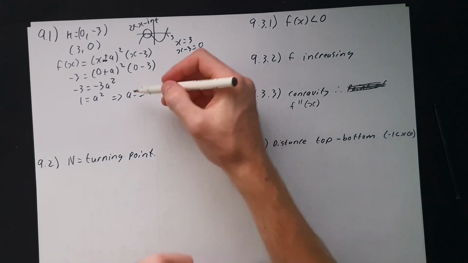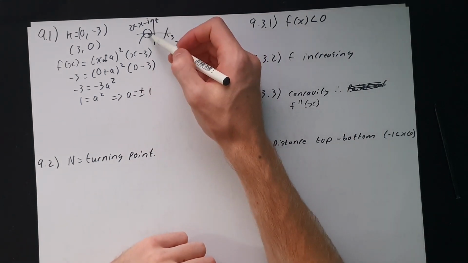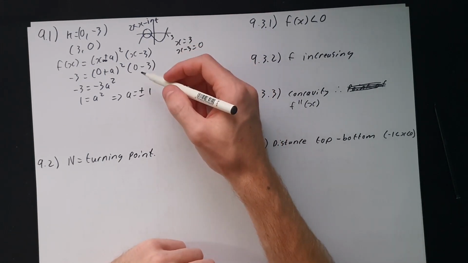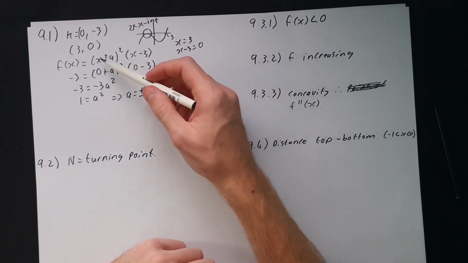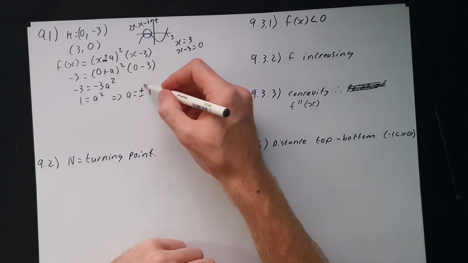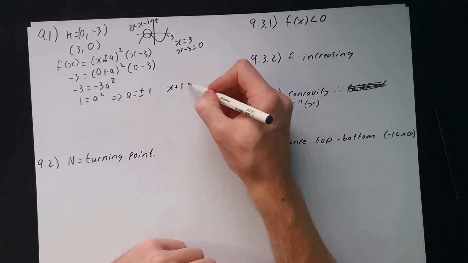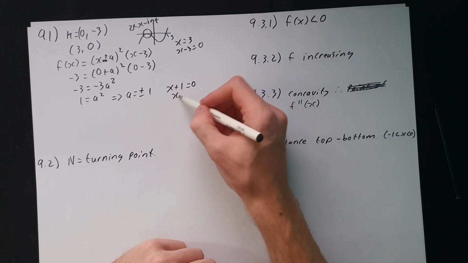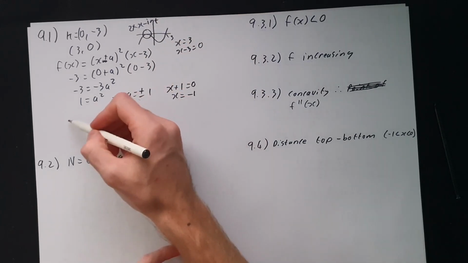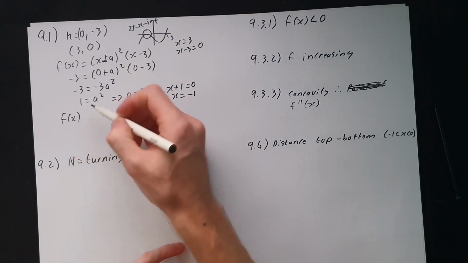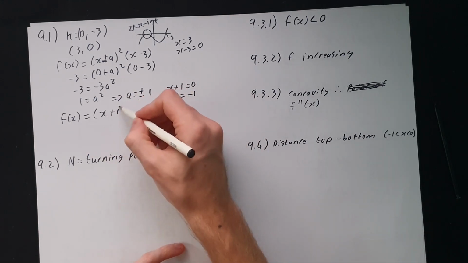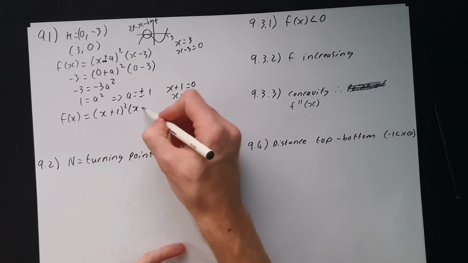So which one can it be? Can it be negative 1? Then we end up with x minus 1. Yeah, so it has to be plus 1. Why? Because we end up with x plus 1 equals 0, so when we solve for it, we get x equals negative 1, which means we're sitting on the left hand side. So we have f of x equals x plus 1 squared and then x minus 3.